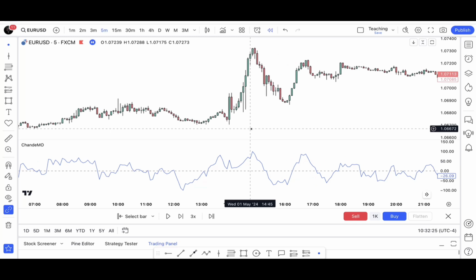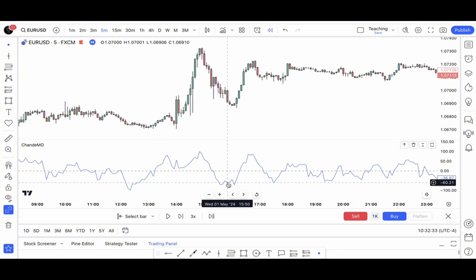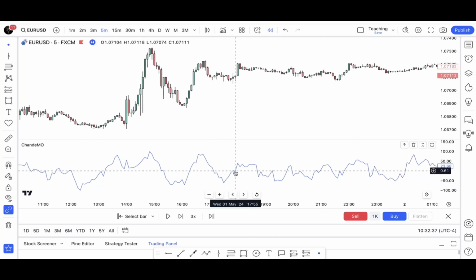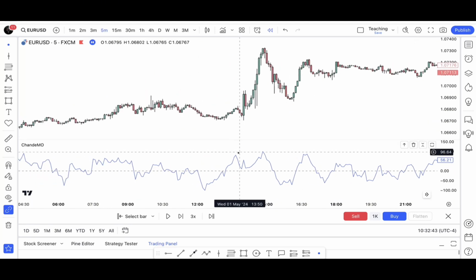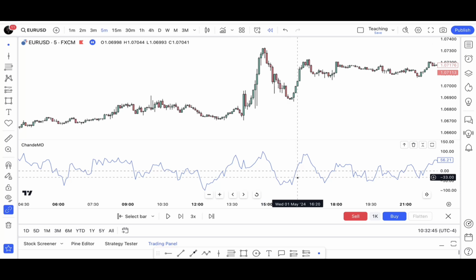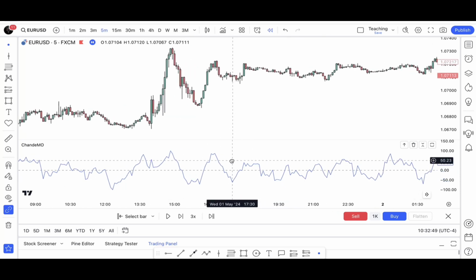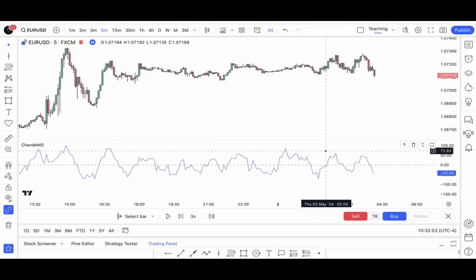Okay, so similar to RSI, you can enter when the market is overbought or oversold, or you can enter on momentum shifts. And you can also enter on some divergences, for example a bullish or a bearish divergence. It's really similar to RSI, and it shows things like this.